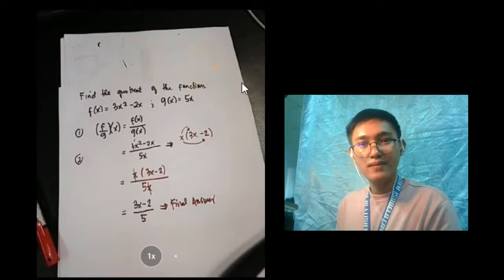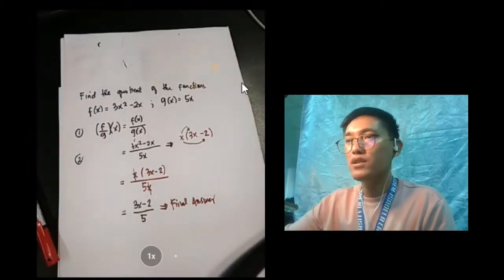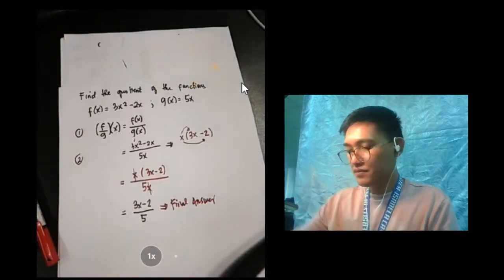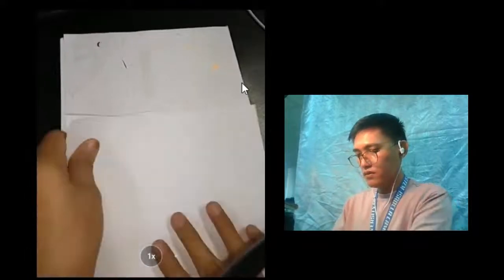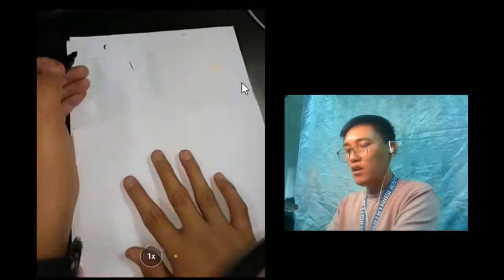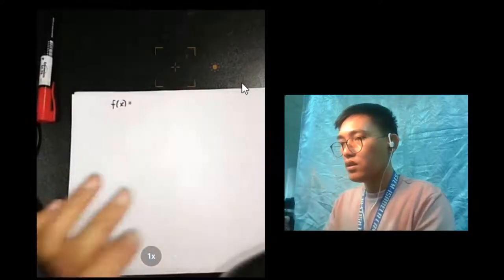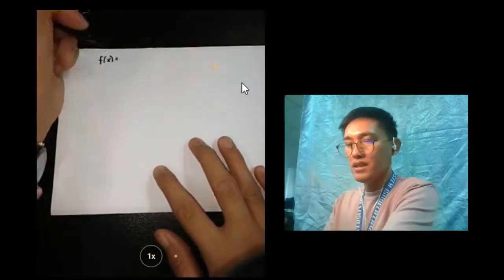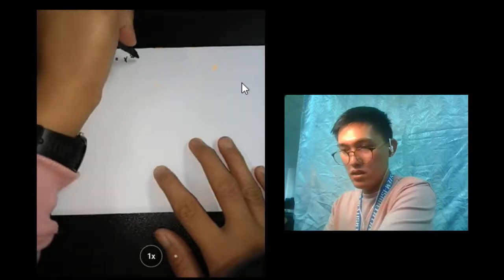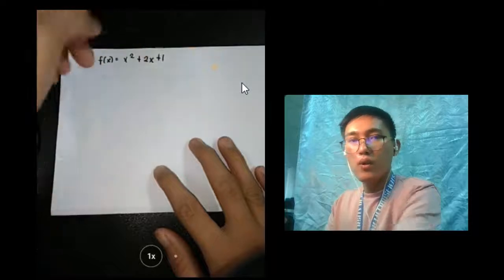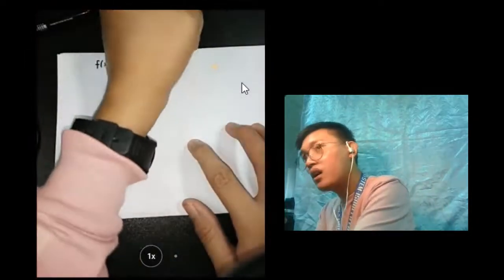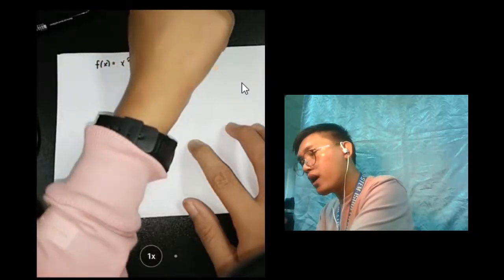Okay, let's continue with example 4.b. For example 4.b, we have here, find the quotient if the function f of x is equal to x squared plus 2x plus 1, and our g of x here is x squared minus 1. Now I'll teach you how to do this.